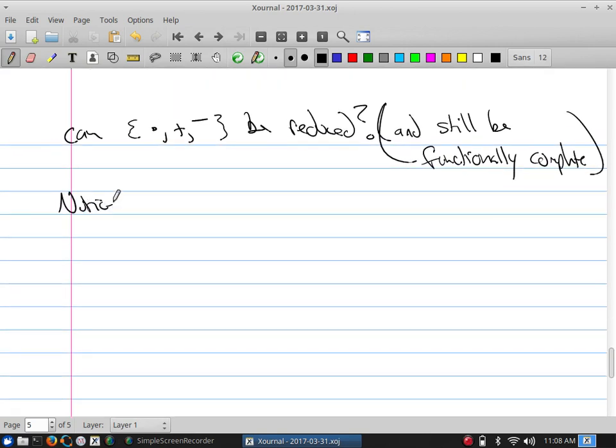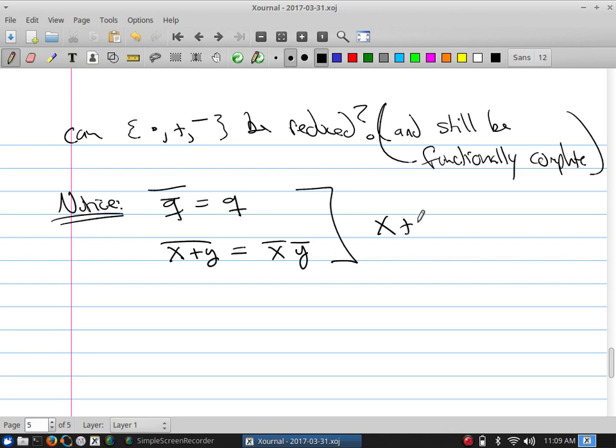Well, I have two laws. Q bar bar is what? Q. Second one. X or Y bar is what? X bar and Y bar. If I put both of those together, then X or Y bar bar would have to be X bar, Y bar, bar. But X plus Y bar bar is what? X plus Y. So what does that say? That says if I ever have a plus, I can actually write it as what? The not of the X and the not of the Y not. So complement X and complement Y complement.